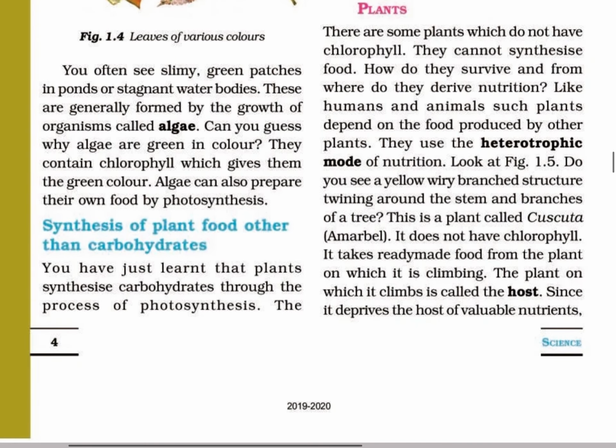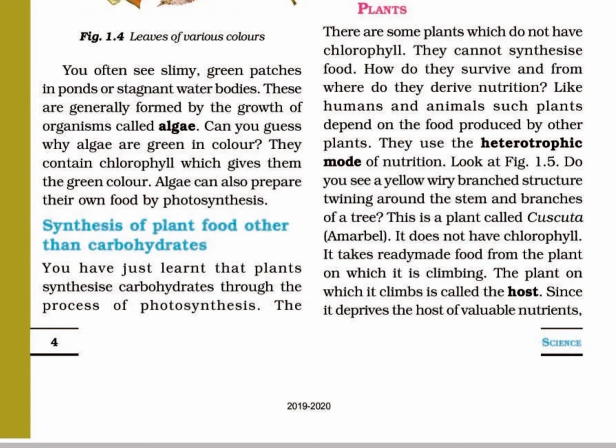Next, you often see slimy green patches in ponds or stagnant water bodies. Yes, we see these slimy green patches on ponds or stagnant water bodies. These are generally formed by the growth of organisms called algae. Can you guess why algae are green in color?